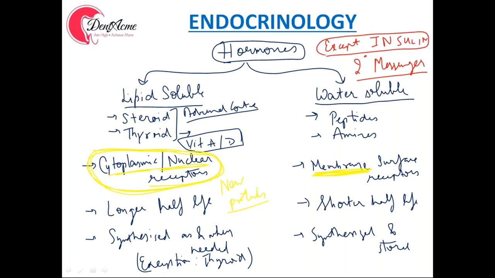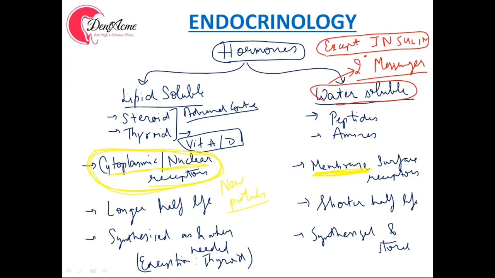All the other water soluble hormones act via secondary messenger except insulin, because the insulin receptor has its own enzyme activity, that is tyrosine kinase activity, so it does not need a secondary messenger. All these points are very important because they'll help you solve a lot of questions on the mechanism of action of hormones.